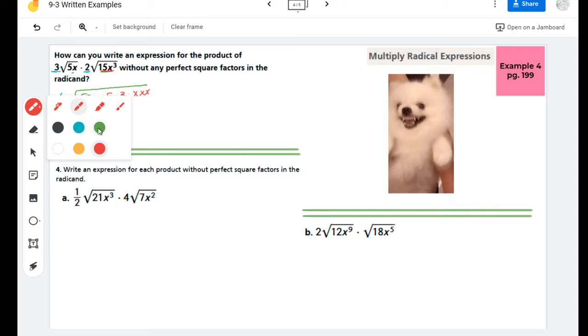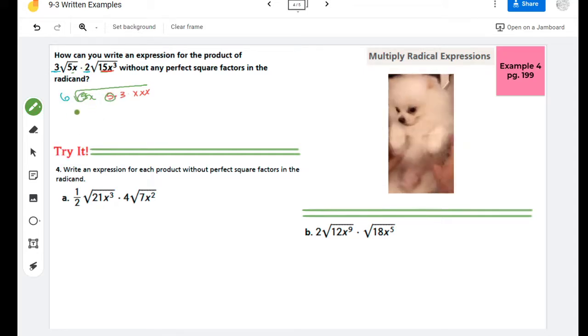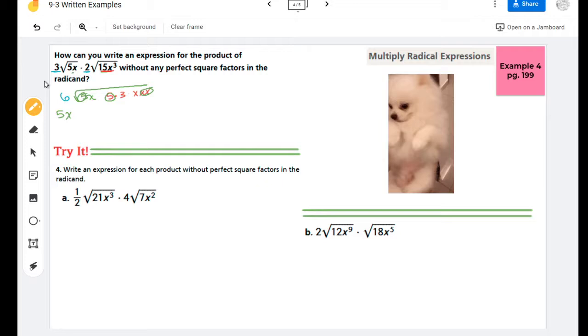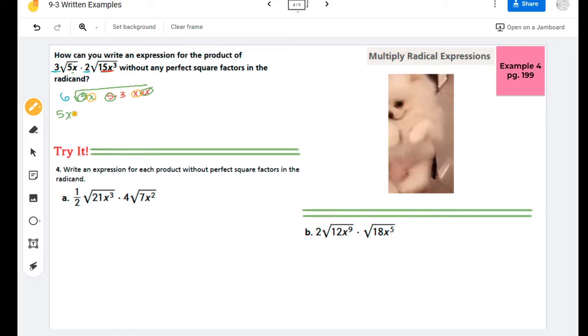And now I could just quickly find my pairs and call it good. So I could see a pair of 5s that's going to come out. There's a pair of x's that can come out. And then if you look, I have an x and an x here. They're not necessarily next to each other, but they still make a pair. And so those can come out of the radical as well.